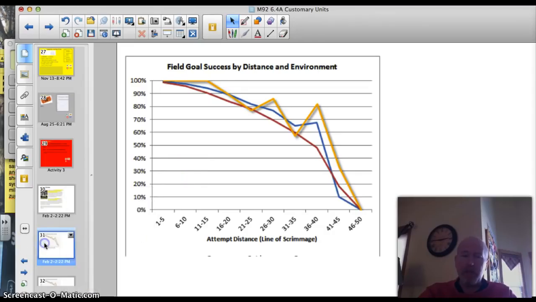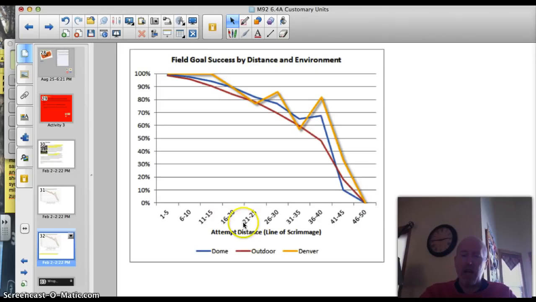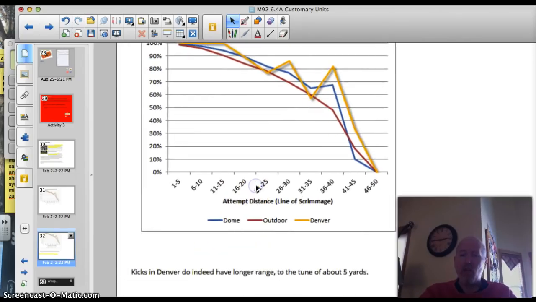But basically what it comes down to is that if you're in Denver, the ball is going to kick, on average, about 5 yards further down here at the bottom. So if it's cold, that's 5 yards, 30 degrees or below, and it's in Denver, that's another 5 yards. You're going to be able to kick about 10 yards further. I actually read through the research, and he did a pretty good job of making sure he was fair about it.